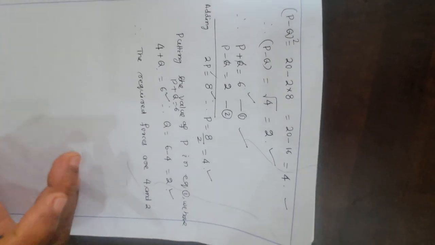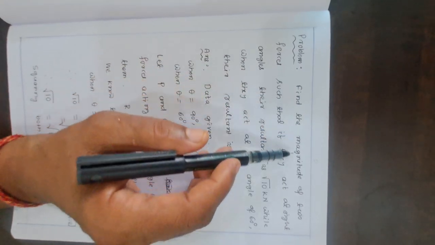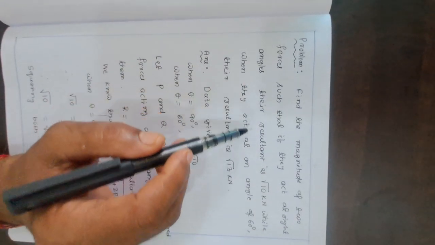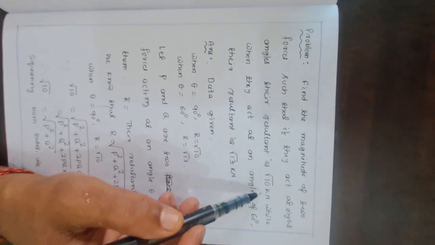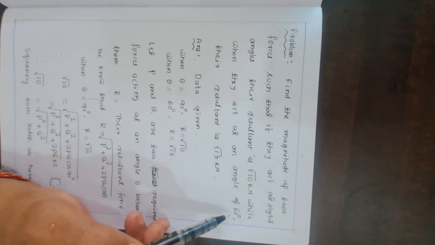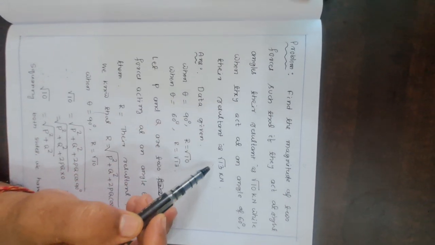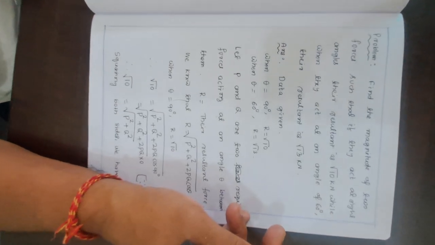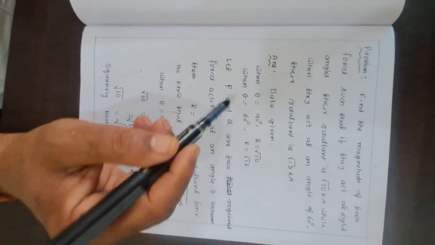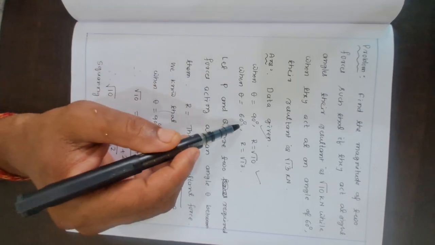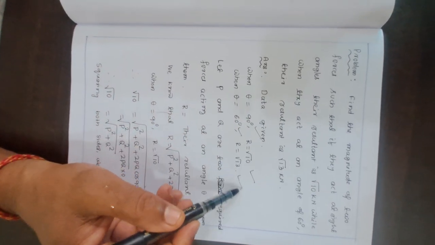Now, I will solve another problem. Next question is, find the magnitude of two forces such that if they act at right angles, the resultant is root over 10 kilonewton, while when they act at an angle of 60 degree, the resultant is root over 13 kilonewton. Because when theta is equal to 90 degree, R is equal to root 10. When theta is equal to 60 degree, R is equal to root over 13.